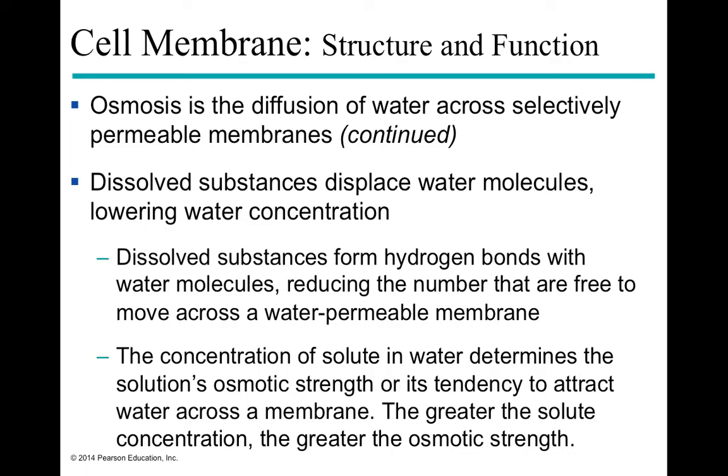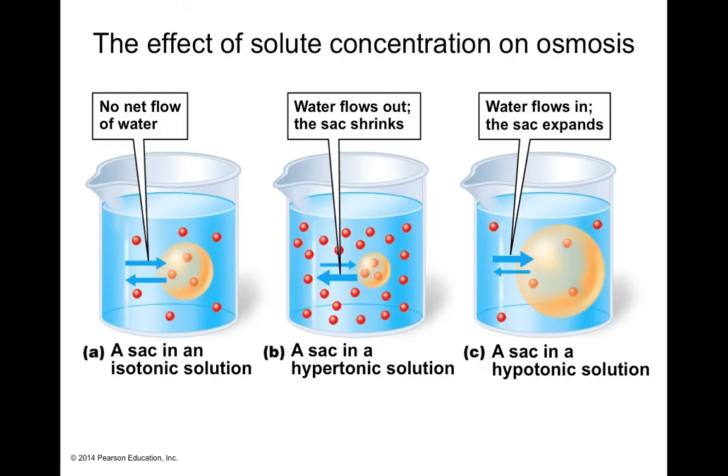Basically, what we are looking at is something called osmotic strength. Osmotic strength is the tendency of the solution to attract the water across the membrane, and that really has to do with the concentration gradient of water on one side of the membrane and the other. And the greater the concentration difference, the greater the osmotic strength.